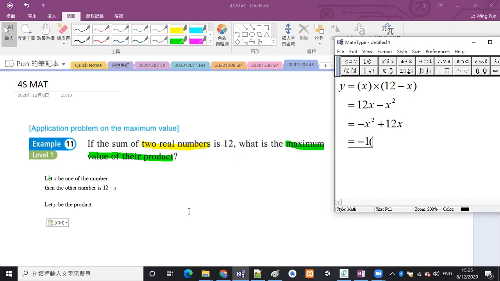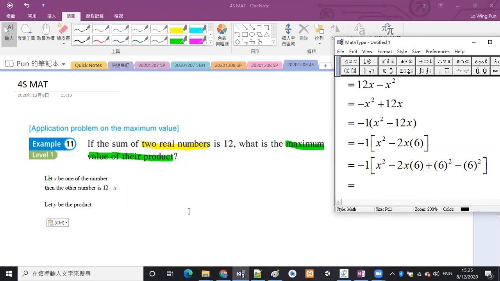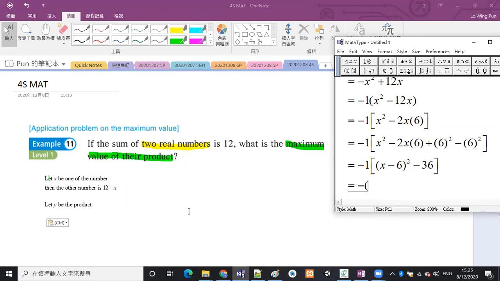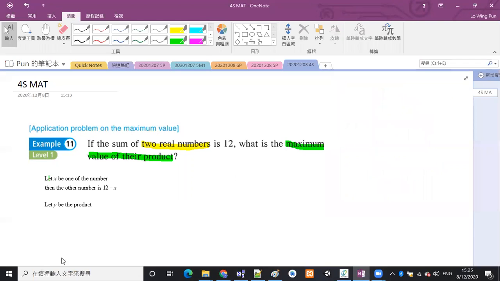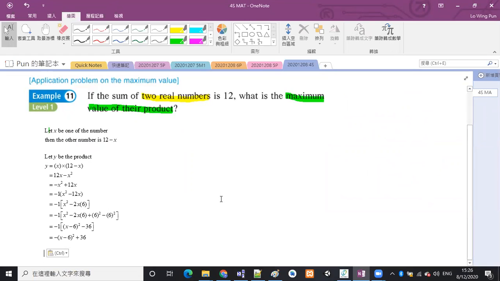Okay, so we just take out the a like this, and then writing the middle term as 2xy. The y is 6 this time, and then it's negative 1 times x squared minus 2 times x times 6 plus 6 squared, and then minus 6 squared. Okay, it should be like this. The first three terms will be changed to a perfect square minus 36, and finally removing the bracket plus 36. Okay, so this is the method of completing the square.